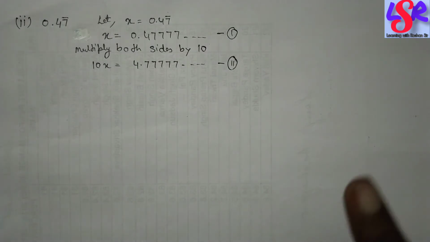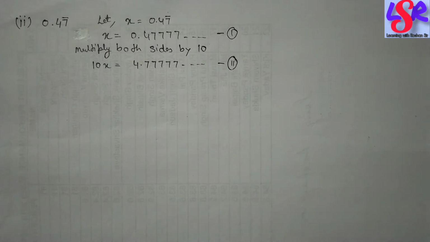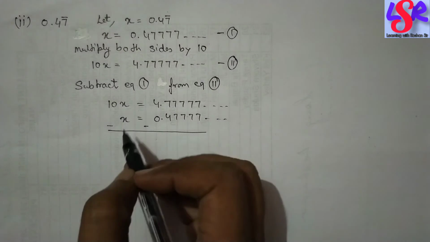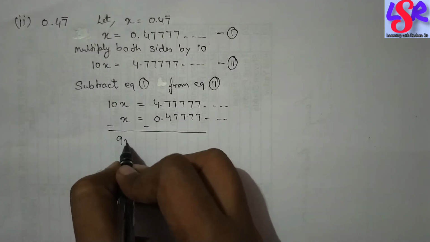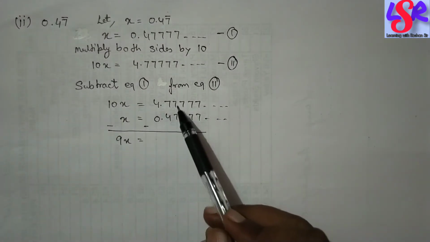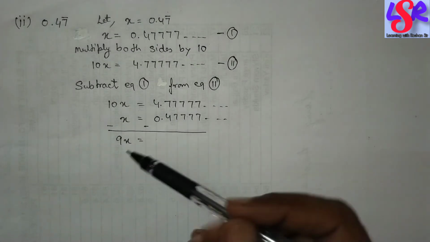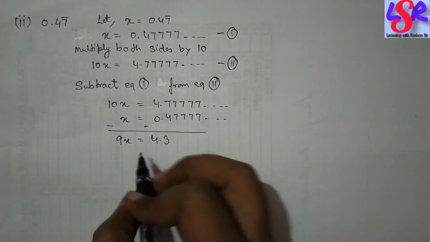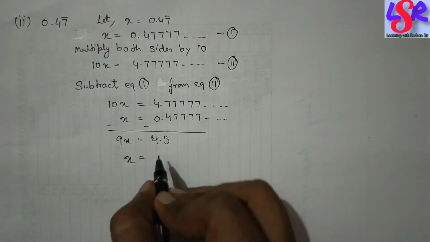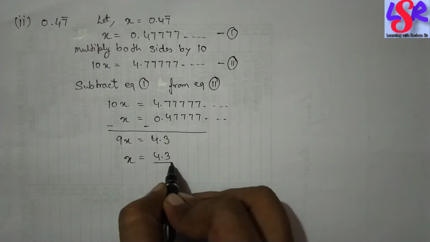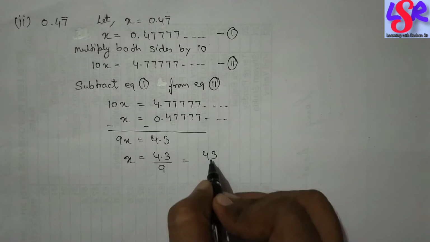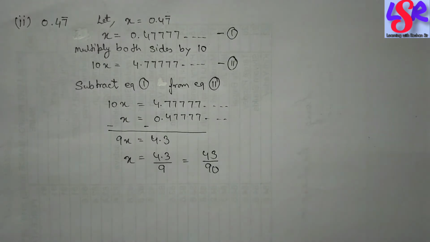फिर हम लोग सेकेंड इक्वेशन में से फर्स्ट इक्वेशन को सेपरेट करेंगे, उसको पहले ऐसे अरेंज कर लेंगे. देन 10x माइनस x विल बी 9x, एंड हियर इट विल बी 4.7 माइनस 0.4, दैट इज 4.3. Then we are going to make a transpose of this, and this will become x equals to 4.3 upon 9, and this will be equals to 43 by 90. And now we'll move for the third part.